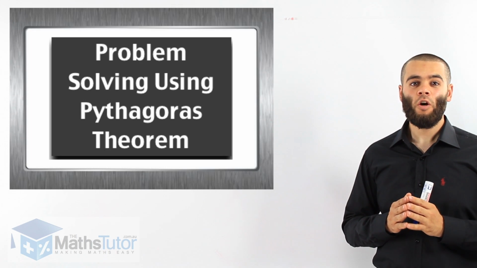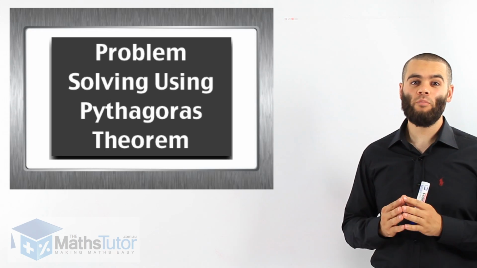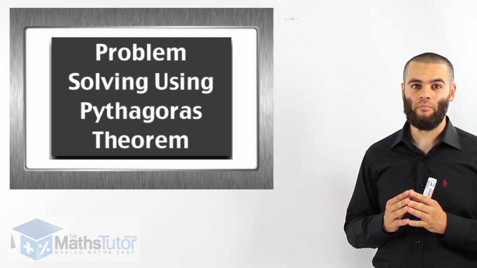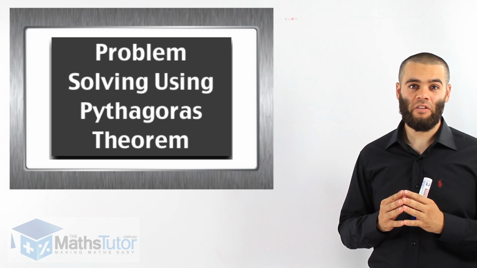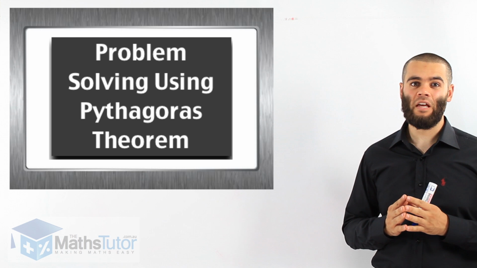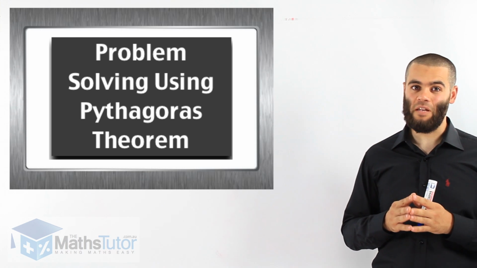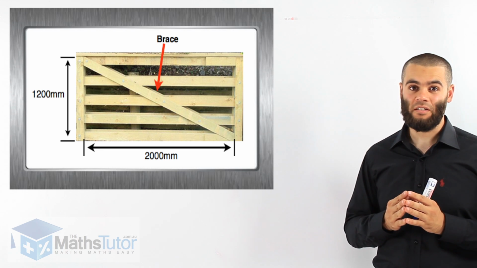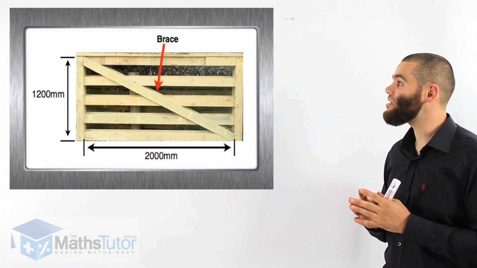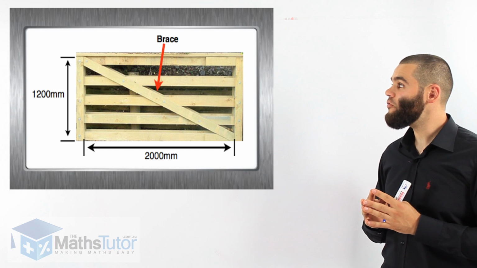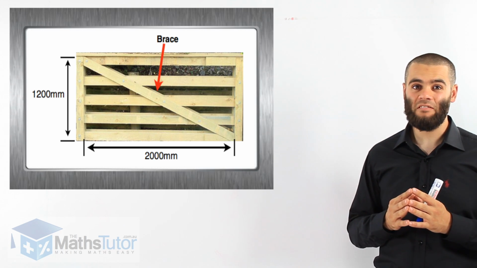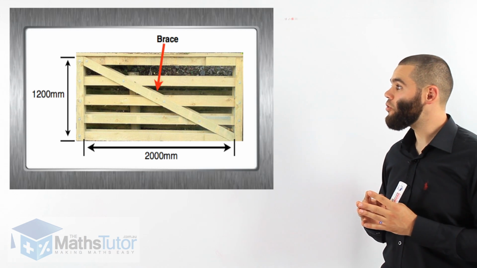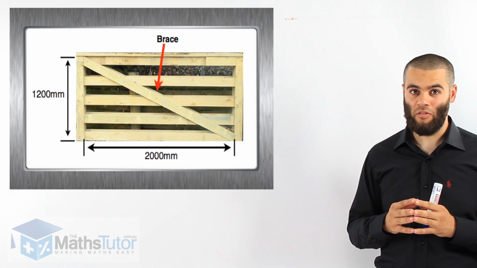Hey guys, we're going to solve worded problems using Pythagoras' theorem. We can use Pythagoras' theorem to solve real-life problems that may occur. Let's see one example. Here we have a gate that we're going to construct. The gate, as you can see, has 1200 millimeters in height and 2000 millimeters in width.